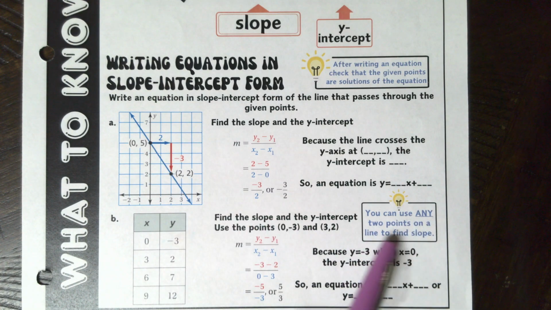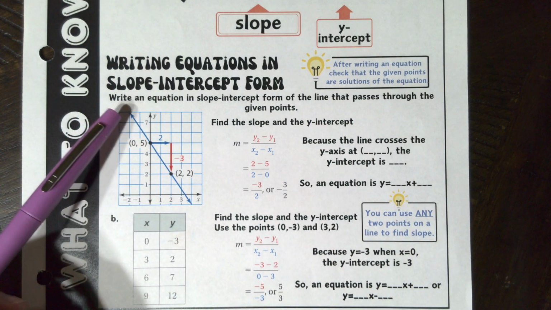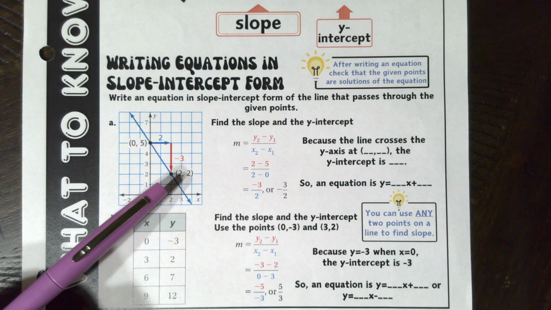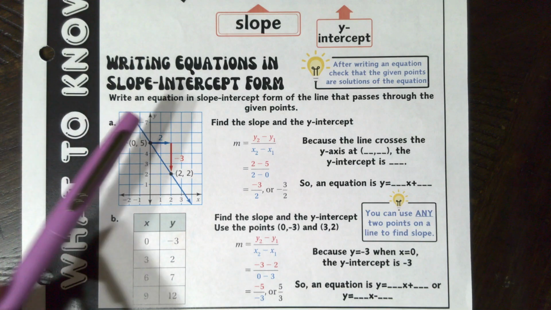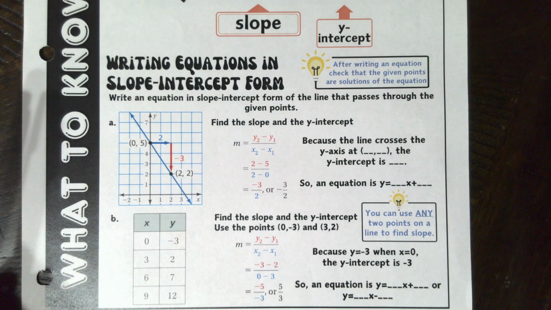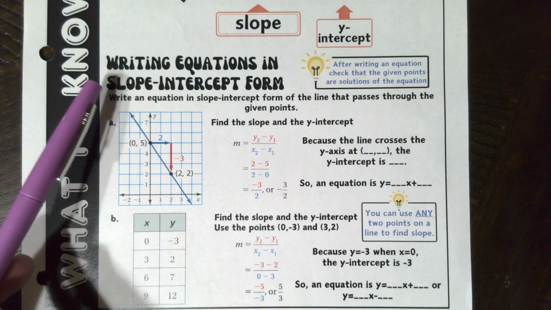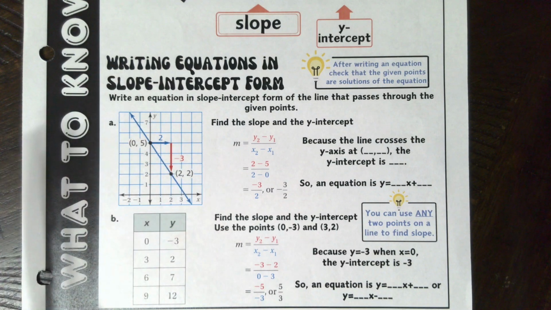And then you can use any 2 points on a line to find the slope. So if there was more points here on this line, I could use whichever 2 I want. It's going to get me the same answer. It doesn't matter the distance that I go, because this is a linear line, which means that it's a straight line and it goes through both the y and the x-axis, sorry. That means that it doesn't matter what points I choose, they're all going to get me the same slope.